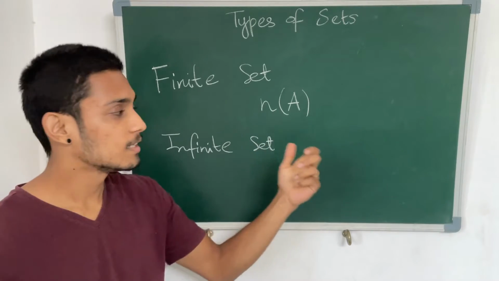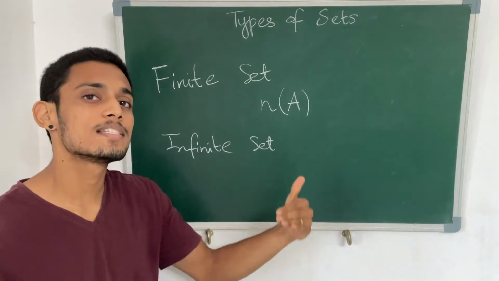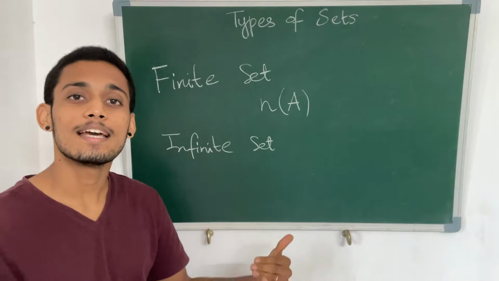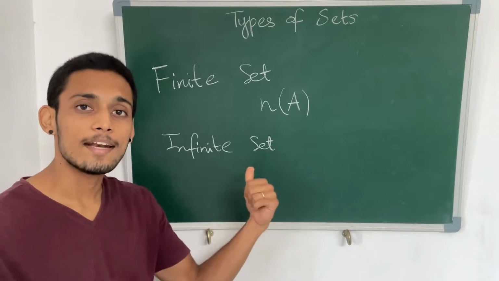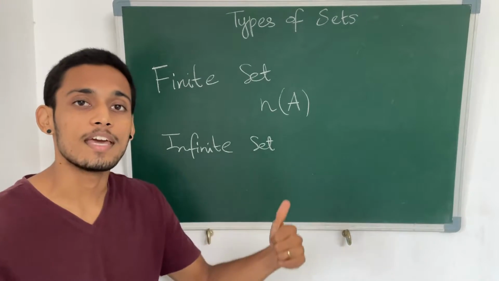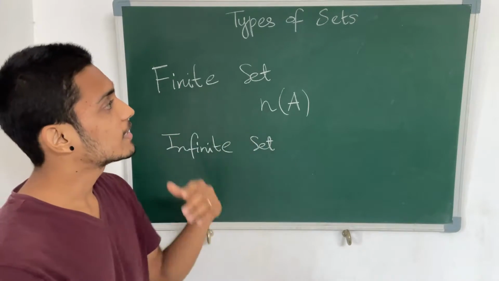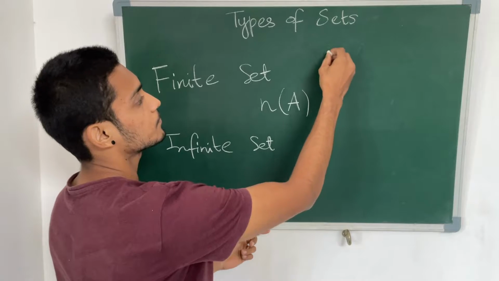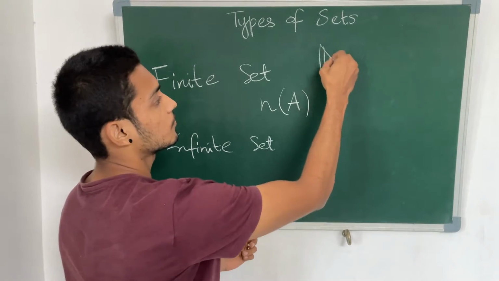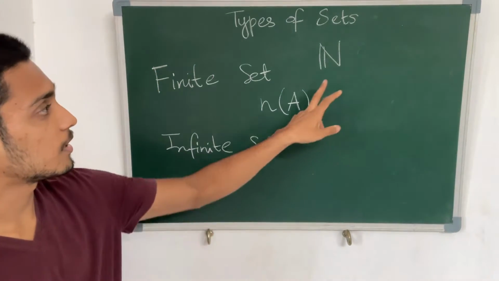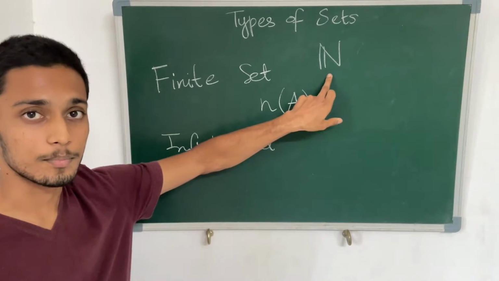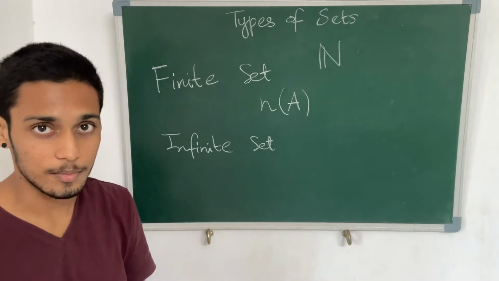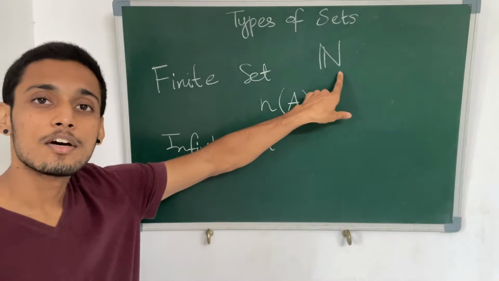This is how we write it, n(A). And this basically means how many elements the set A has. If it's a singleton set, then we say n(A), the cardinality of A, is 1. Now let us take any set. Let's say the set of natural numbers. We saw previously that this symbol N is reserved for natural numbers. So what is the cardinality of N?